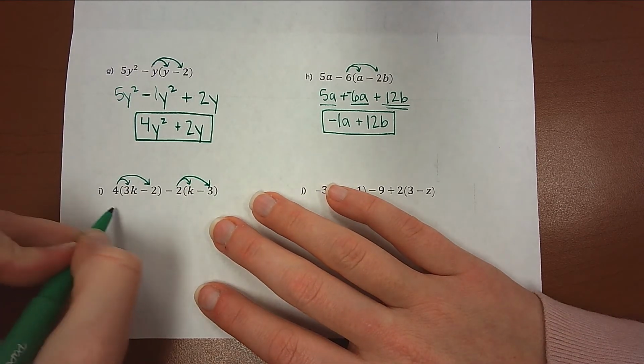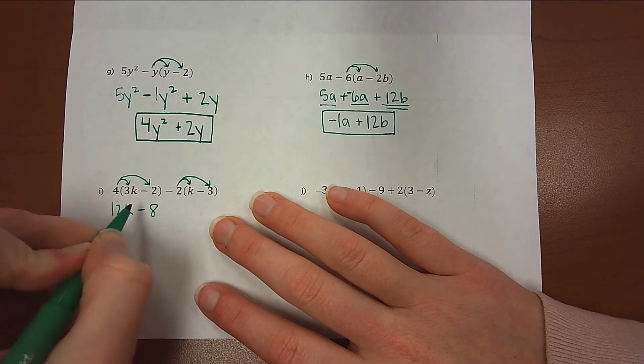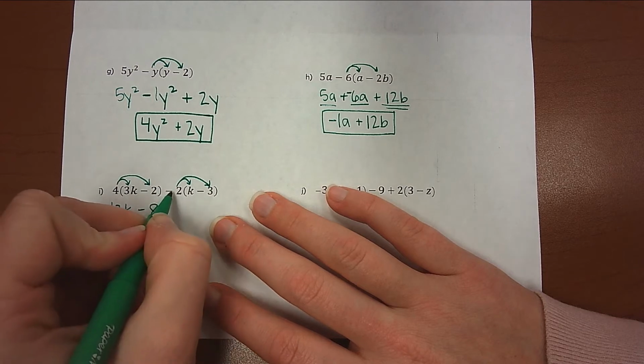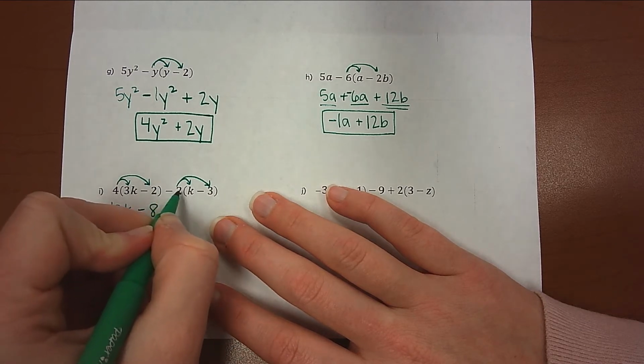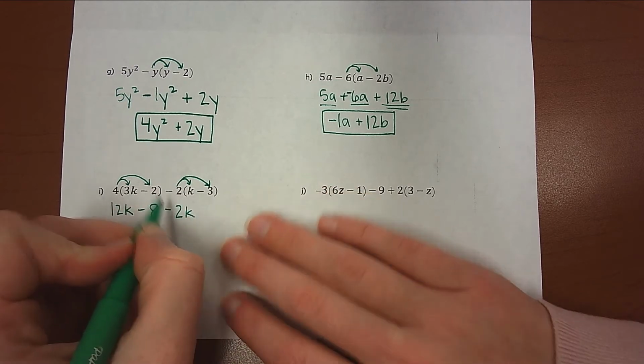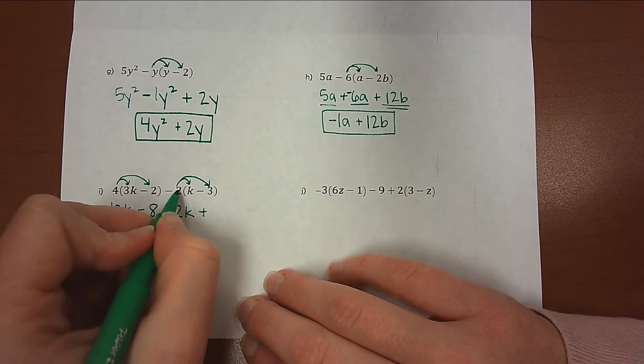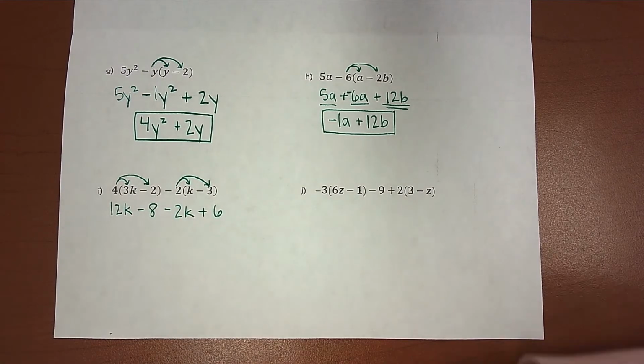So 4 times 3k is 12k. And 4 times -2 is -8. Then over here I've got a -2, so -2 times k is -2k. A negative times a positive is a negative. And -2 times -3, a negative times a negative is a positive, and 2 times 3 is 6.